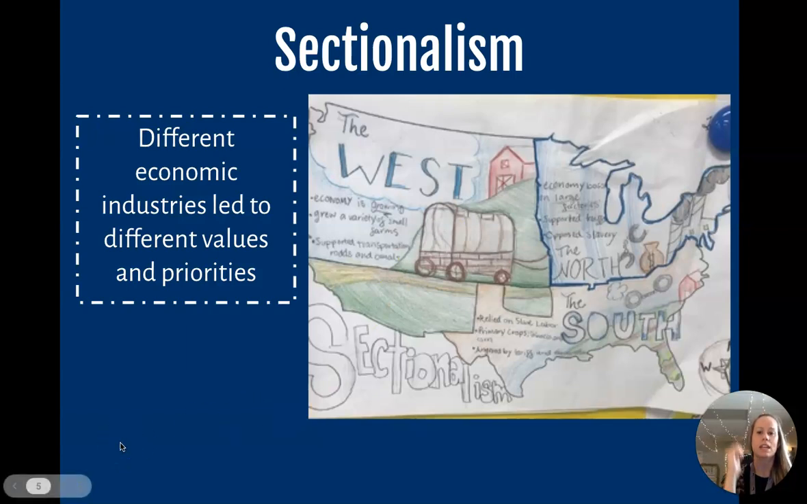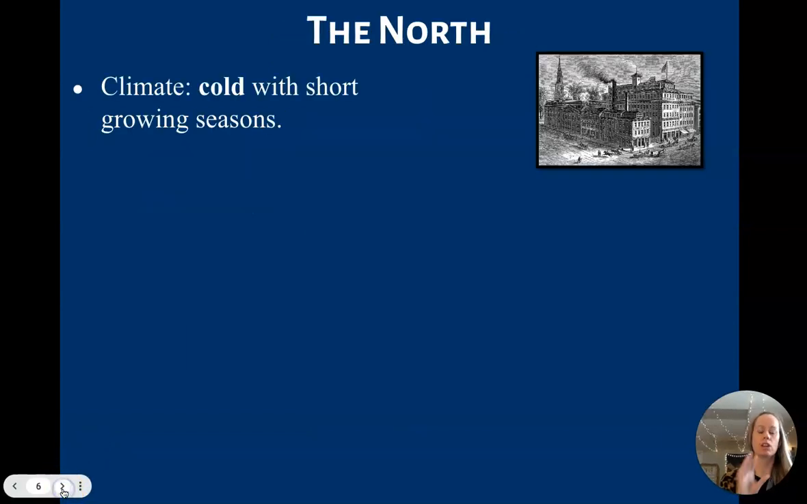And so each of these regions, the North and the South, are going to see their region as more important than that of the other, which is causing this tension between the regions. So we're going to look at the North, we're going to look at the South. We're going to look at the North's climate, its industries, its view on tariffs, its views on states' rights, and we're going to look at the South. So review, we're going to do this quick.